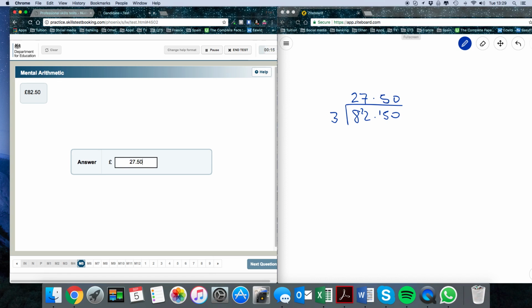It's a pretty straightforward question as long as you're okay with bus stop method. This is ideal for doing bus stop. And it's an important method anyway. Practice it.